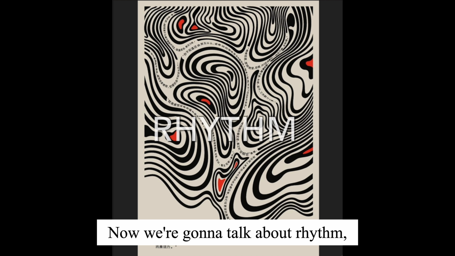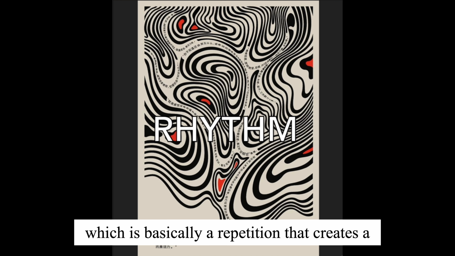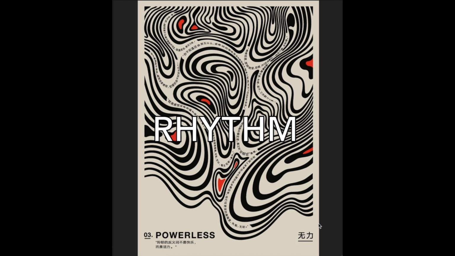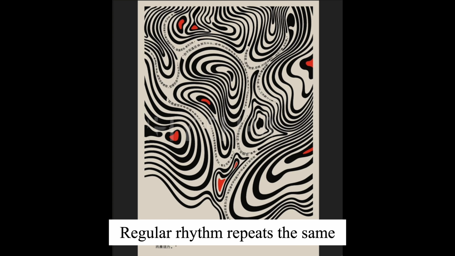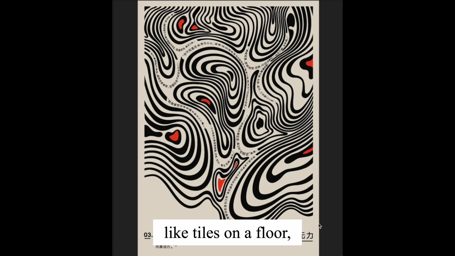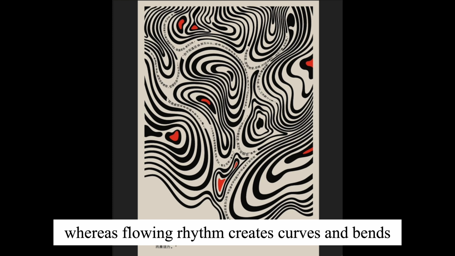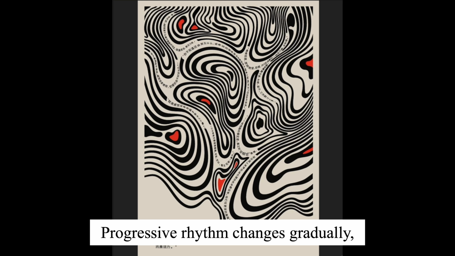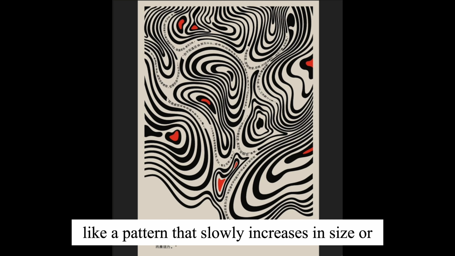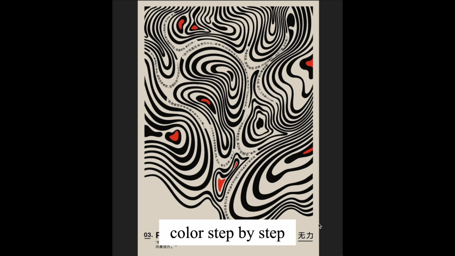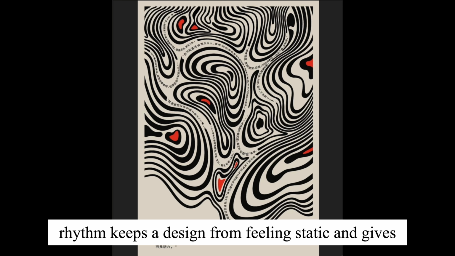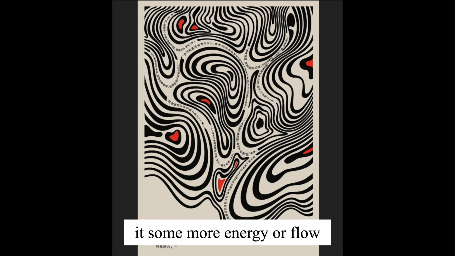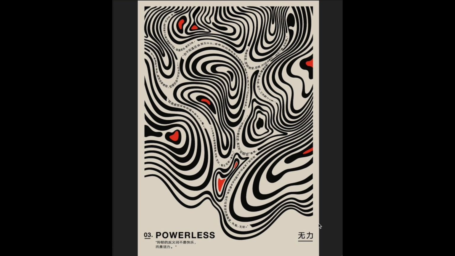Now we're going to talk about rhythm, which is basically repetition that creates a sense of flow. Regular rhythm repeats the same spacing and pattern like tiles on a floor, whereas flowing rhythm creates curves and bends like waves. Progressive rhythm changes gradually, like a pattern that slowly increases in size or color step by step. Overall, though, rhythm keeps a design from feeling static and gives it some more energy or flow.